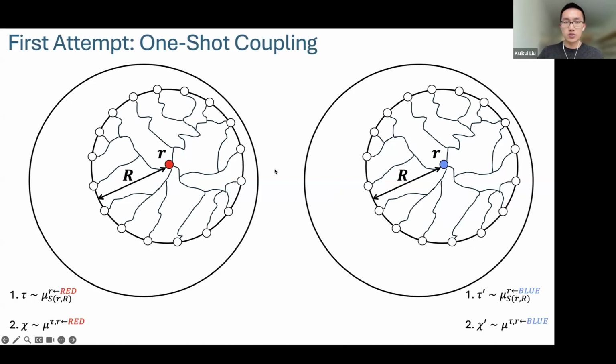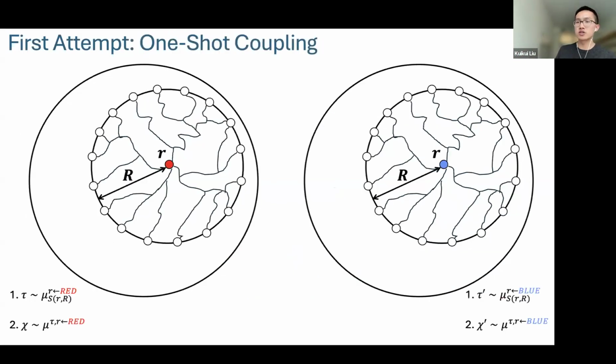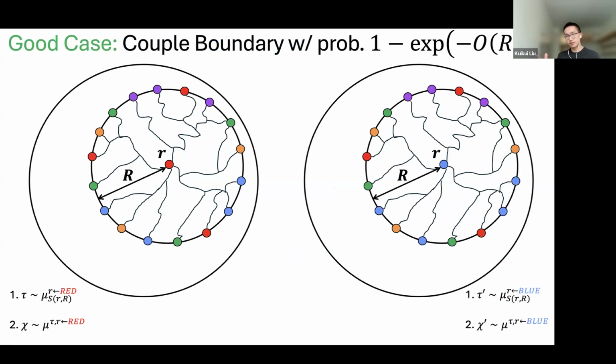So particularly if you have this lemma, which says that the total variation distance on a large radius ball is going to be small between the two pictures, one in which the vertex R is colored red and the other in which the vertex R is colored blue, then you can design this iterative coupling as follows. You can first try to couple the boundary of this ball.